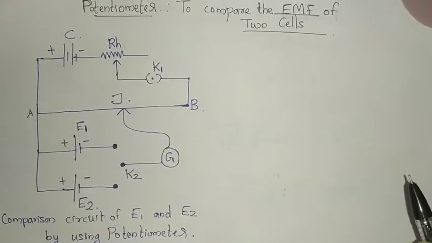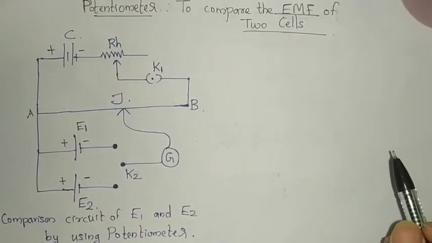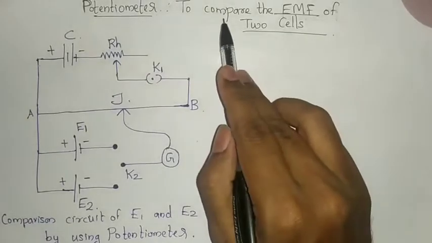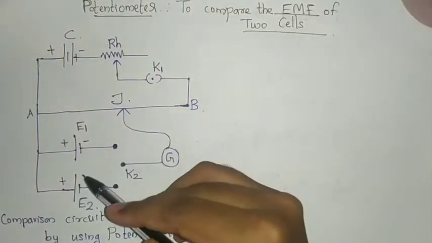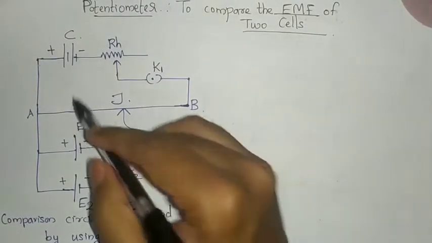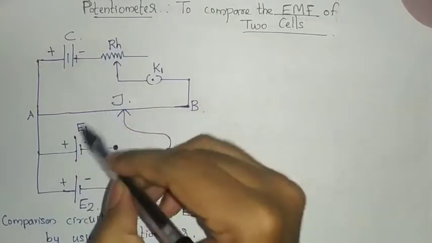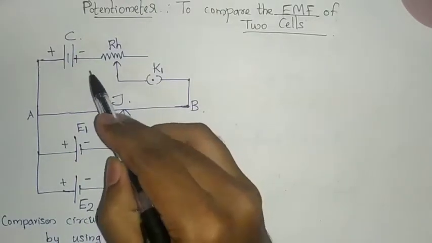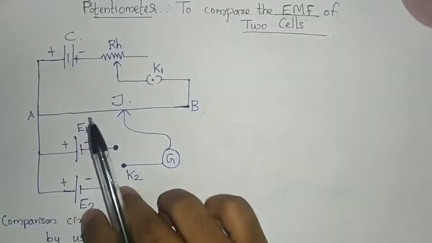Good morning, dear students. Today we are going to discuss the first use of the potentiometer device, that is to compare the EMF of two given cells in a circuit. In order to compare the EMF of two given cells, the required electrical circuit is shown in this figure.